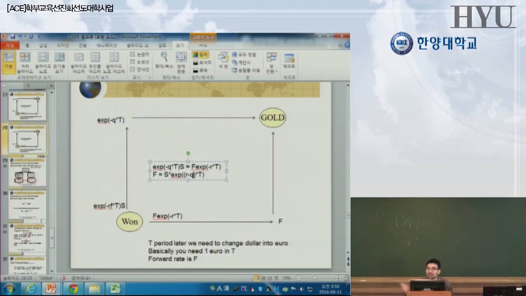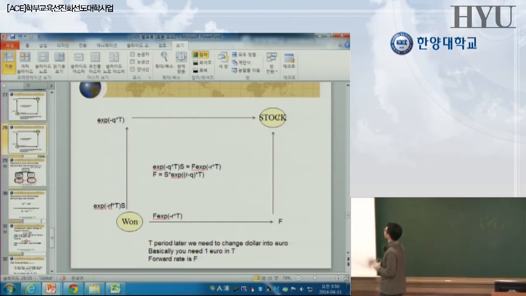Q is kind of yield, like yield from gold. Okay, let's say it is stock. In this case, Q is like a dividend yield.